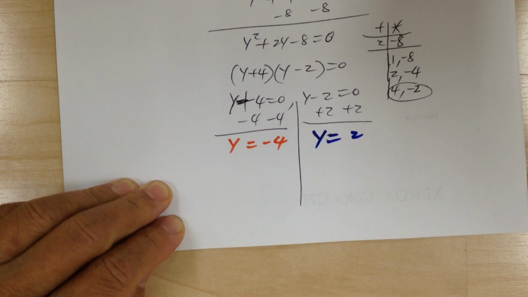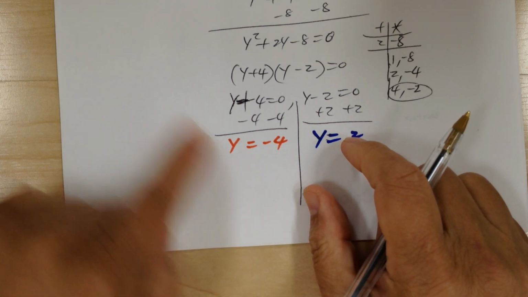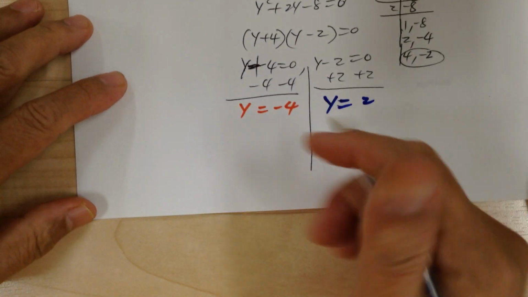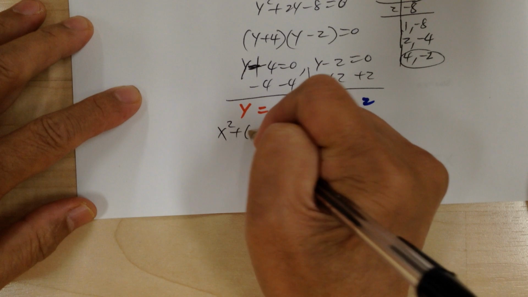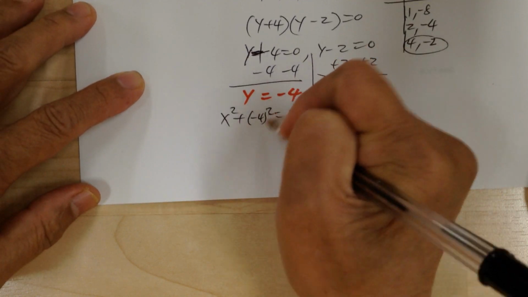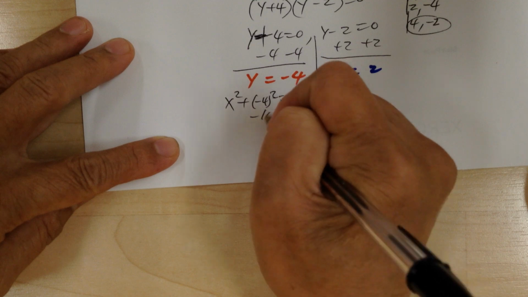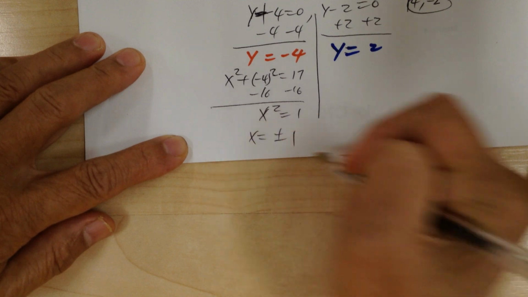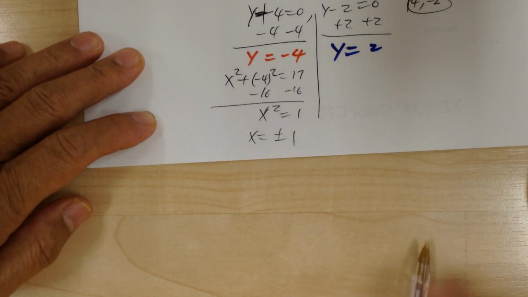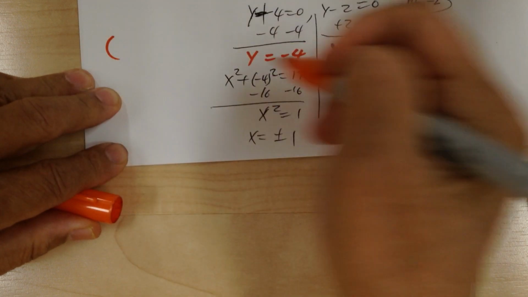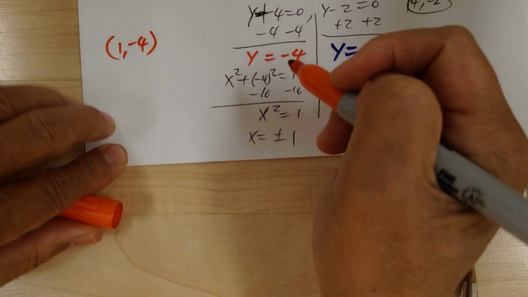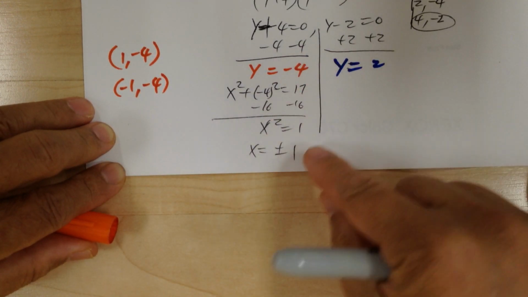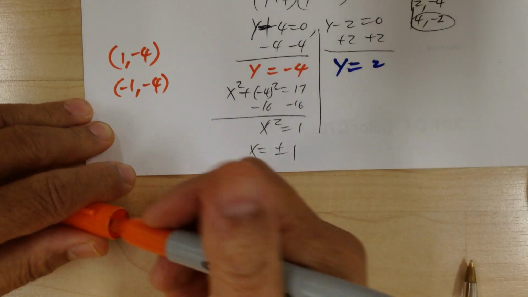Okay, so now we have to solve. So over here, I guess you can use this one. I don't like the subtractions, so I'm going to use this one. So I get x squared plus y squared equal to 17. So this is 16, so minus 16 on both sides. So I get x squared equal to 1, so x equal to plus or minus 1. Okay, so from this side, I'm going to get 1 comma negative 4, and negative 1 comma negative 4. Okay, so pair this up: 1 negative 4, negative 1 negative 4.